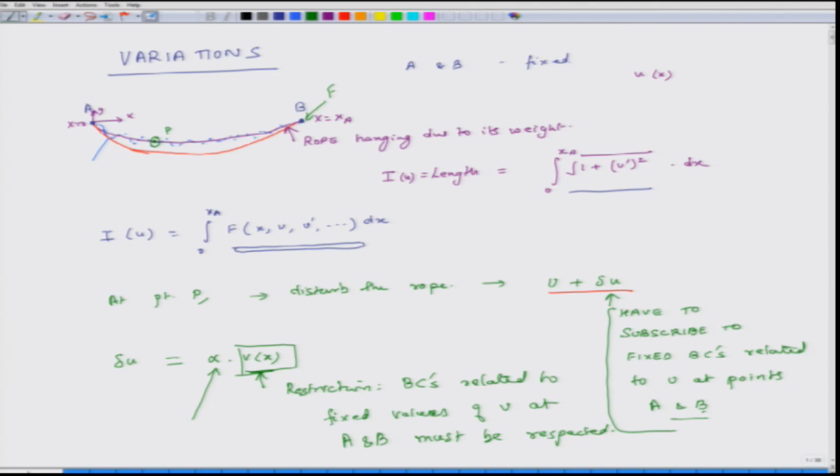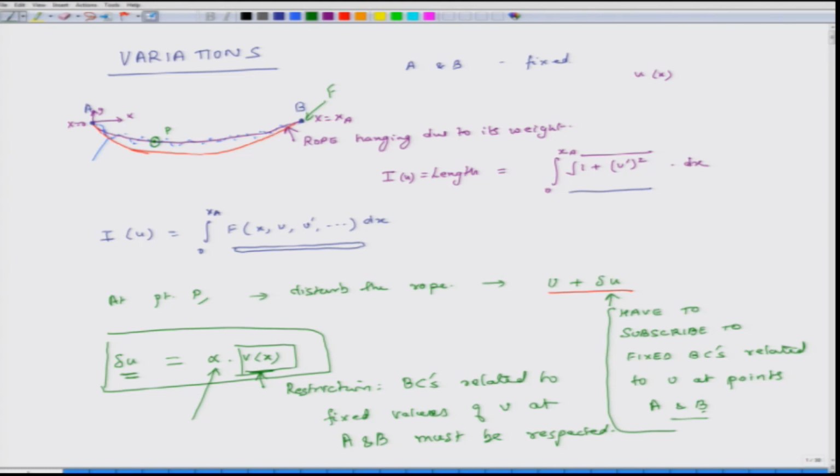So, the variation in U is designated as delta U. It can be represented by any function V(x) as long as this function V is consistent with the boundary conditions related to U in this case, right. And the amplitude of these variations, we try to make it as small as possible by picking up some number alpha which is extremely small.